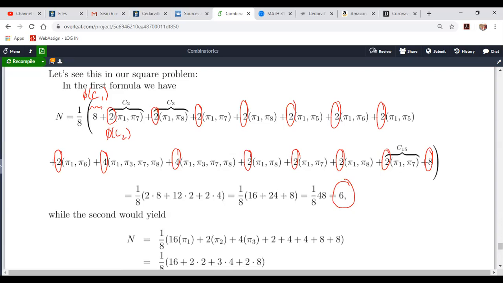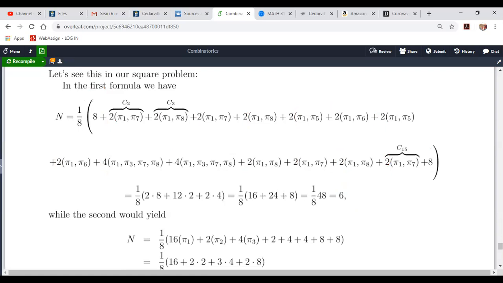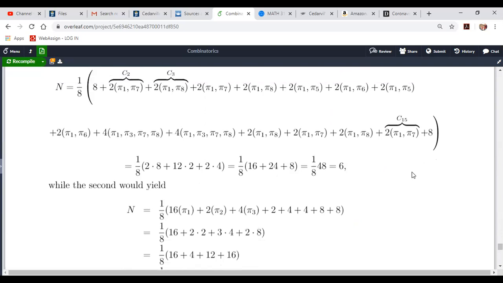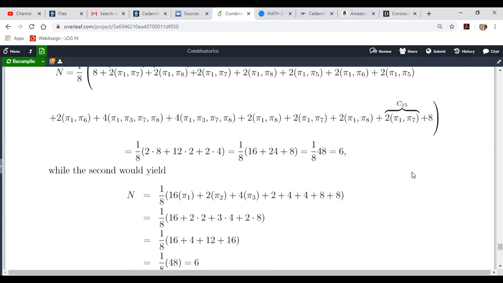So what about the second formula? Remember, that was the one that involved psi of a given permutation. What I do is go through and look at each one of the permutations, because we want to count the number of colorings fixed by those permutations. So where is this 16 coming from? Well, that 16 is coming from psi of pi 1. How many colorings are fixed by the identity? All of them. So that's 16.